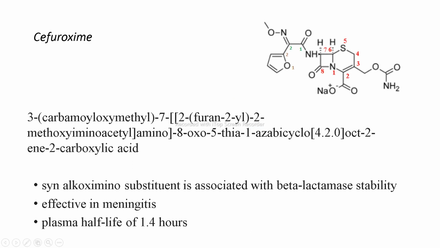Now, the first drug of the second generation cephalosporin is cefuroxime. Right? The second drug of the second generation cephalosporin is cefuroxime. Now the structure is the same. Cefuroxime. How do you have to remember this structure?